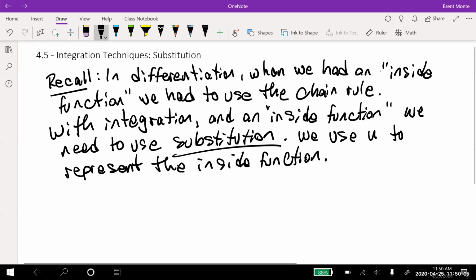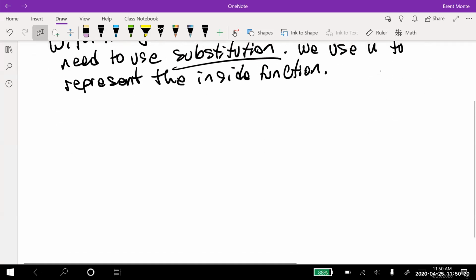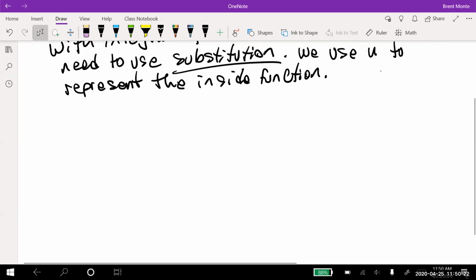All right. That's actually the end of the lecture for this section. The rest of the section is just showing you examples of what we're talking about. So let me show you what inside functions are, and then we'll actually jump in and do problems. Just as a reminder, because we've seen this before with the chain rule. Examples of inside functions.